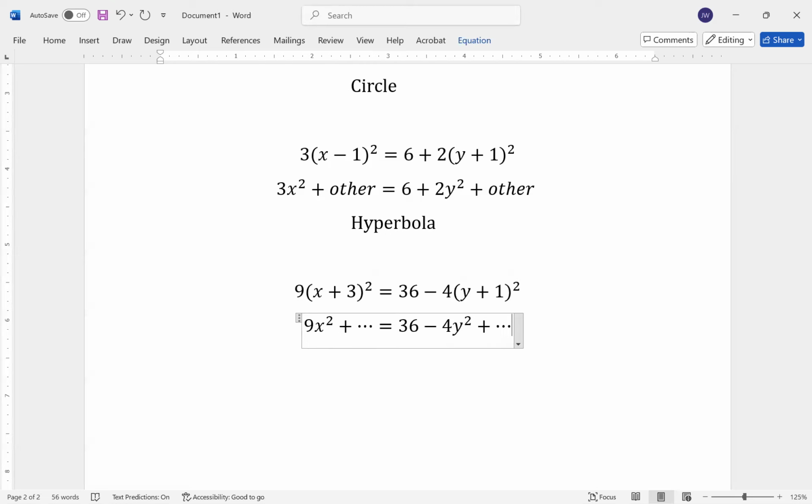If I were to put the x squared and the y squared terms on the same side, then I would get 9x squared plus 4y squared plus some other stuff is equal to 36 plus some other stuff. So notice that in this case, the coefficients on x and y are both positive. They're not identical, so it's not a circle, but they are both positive. So we have an ellipse there.